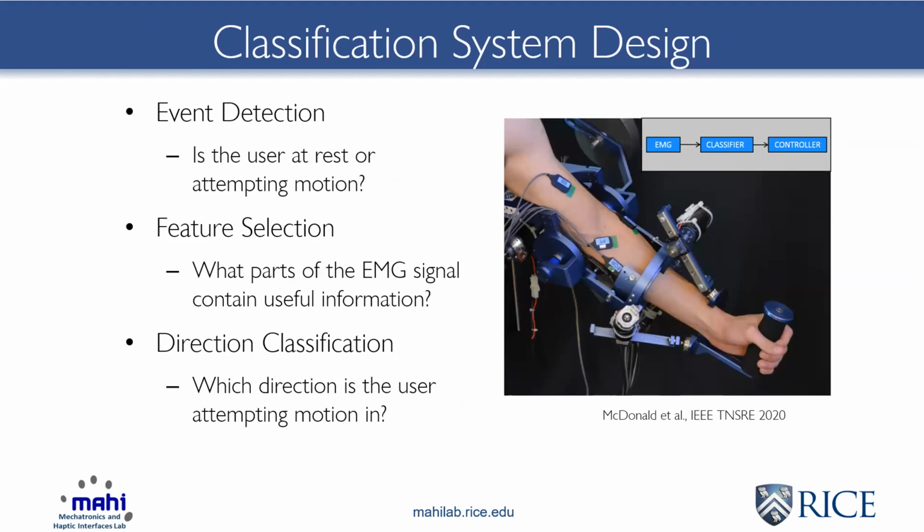In the design of the classification system, the first layer is figuring out the event detection, first analyzing whether the user is at rest or whether they're attempting to perform the motion. The next step is feature selection, looking at the EMG signals and what various features are available and actually contain useful information. This is done on a subject basis to get the most useful set for each subject. Lastly, is trying to understand the direction classification. This is really the end goal in trying to identify what the user is trying to do at that time.